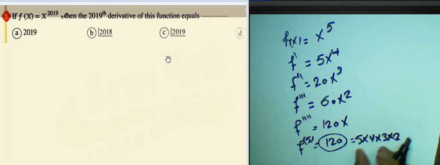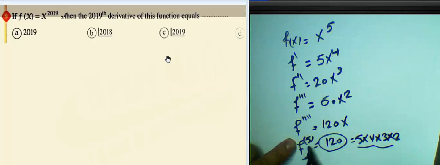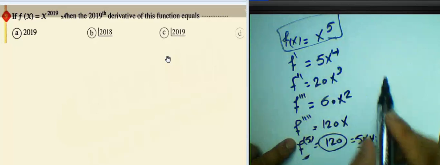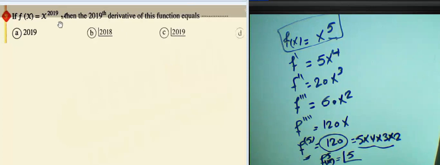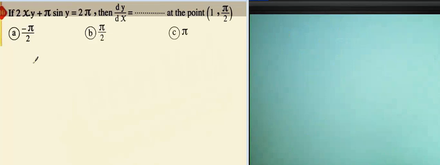The degree of the function here is 5 and the power here is 5. Then the factorial of 5 is the derivative number 5 of this function. So in this example, the derivative number 2019 will be factorial 2019. Choose letter C.